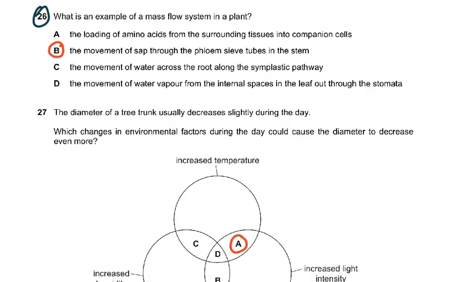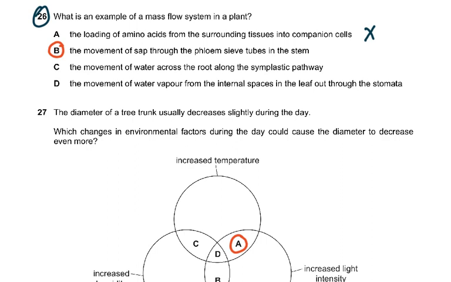Question 26. What is an example of a mass flow system in a plant? The loading of amino acids? No. The movement of water across the root, the movement of sap through the phloem, the movement of water vapor. So you had to really figure this out. Mass flow is the movement of sap through the phloem sieve tubes in the stem from high pressure to low pressure.